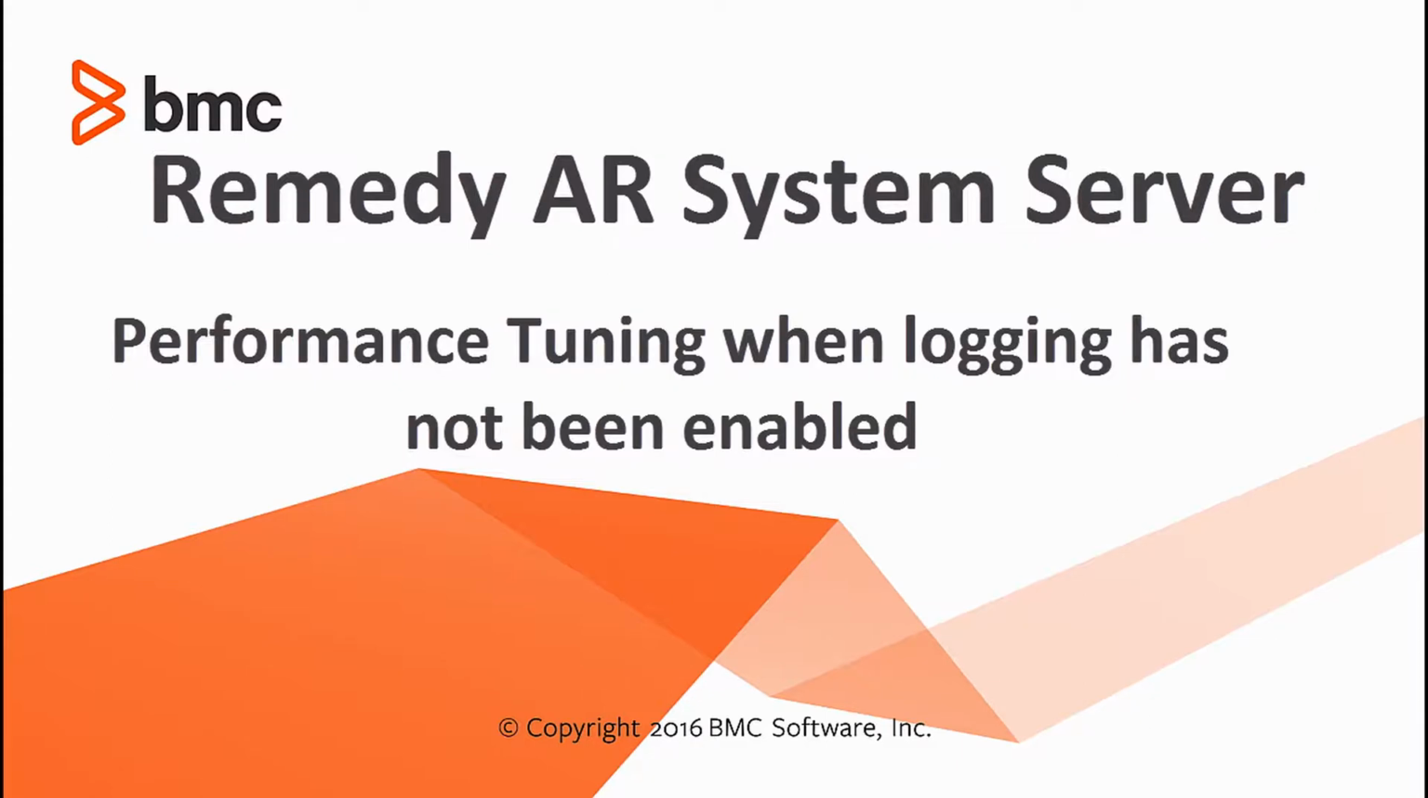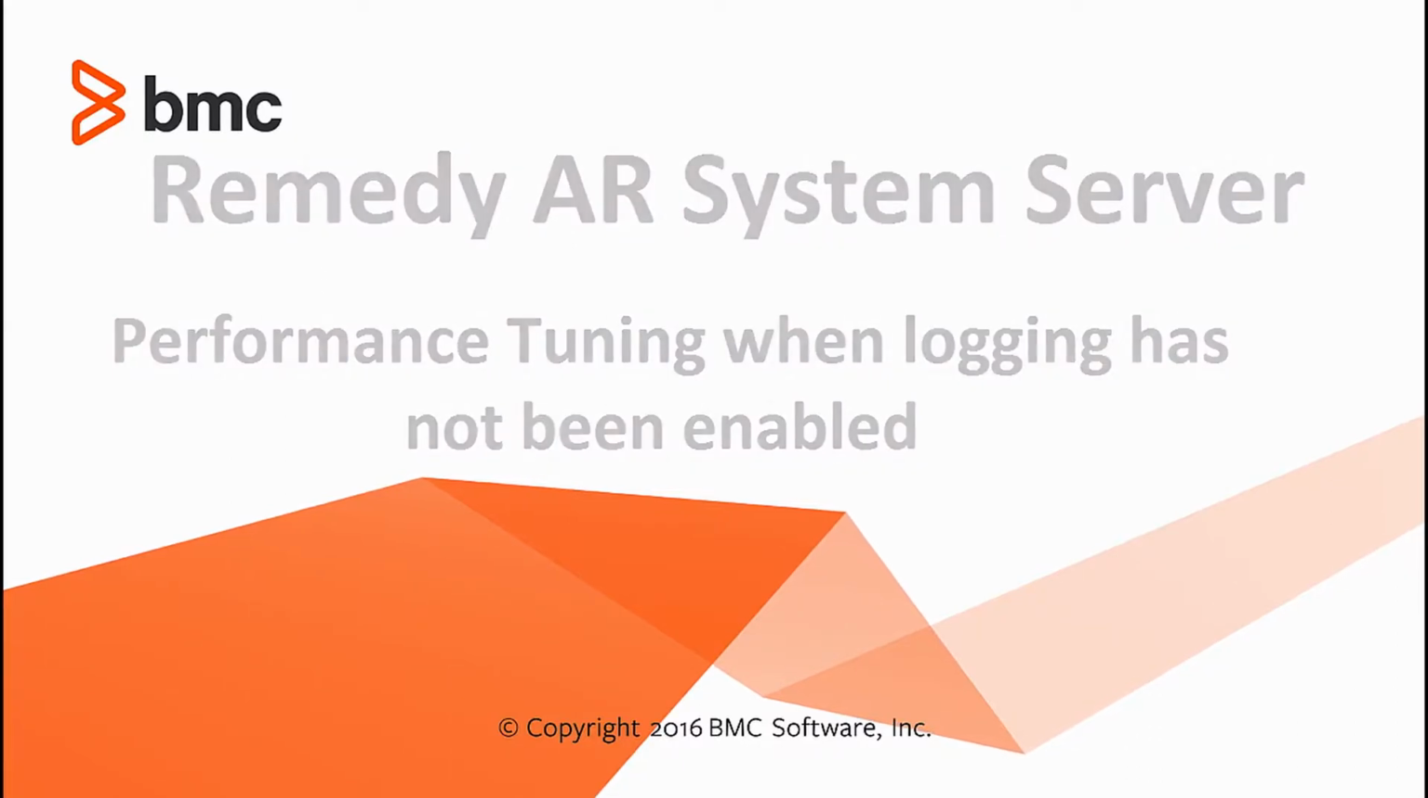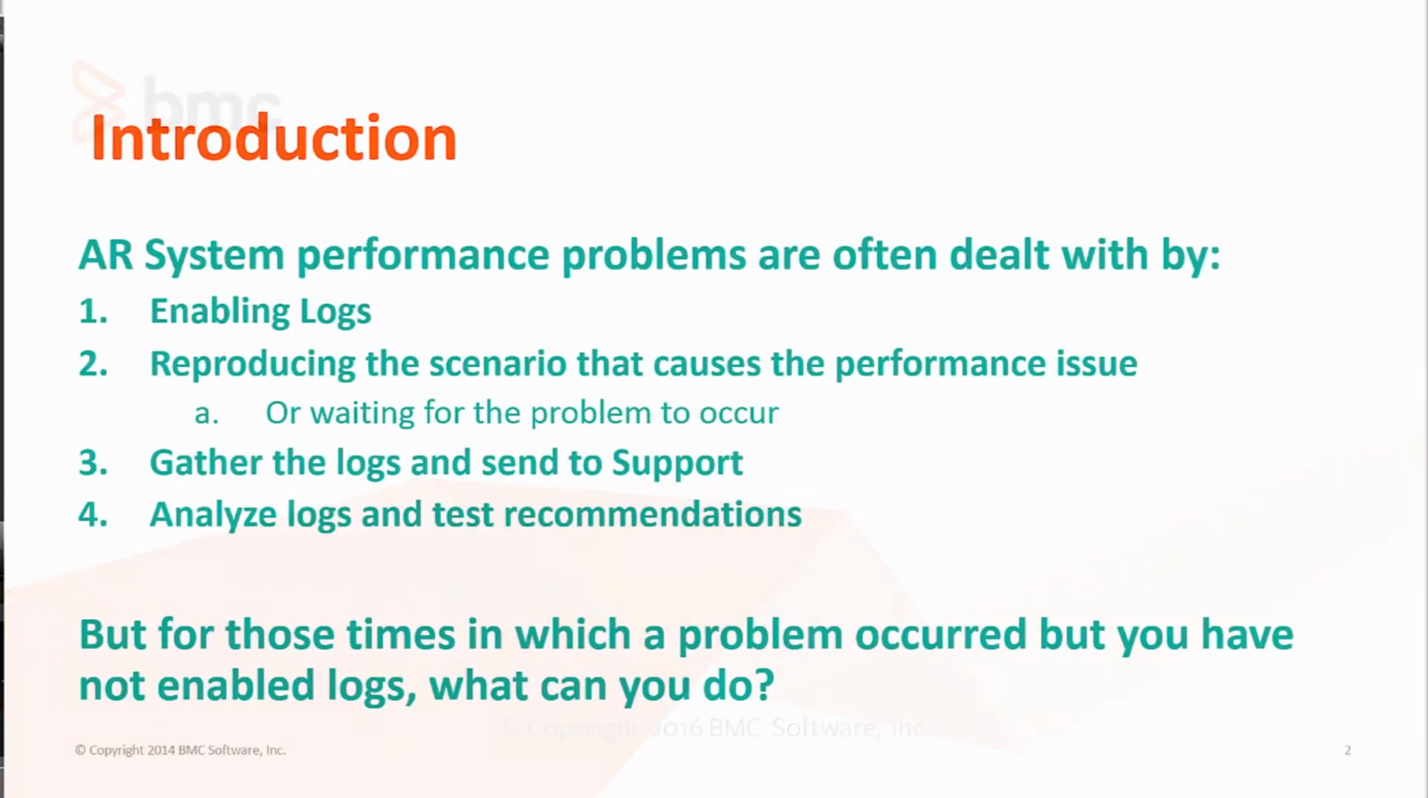This video will help you troubleshoot ARSystem performance issues when logging has not been enabled. ARSystem performance problems are often dealt with by enabling logs, reproducing the scenario that causes the performance issue, or waiting for the problem to occur. Gather the logs and send them to support, and then either you or support will analyze the logs, make recommendations, and you will test those recommendations.